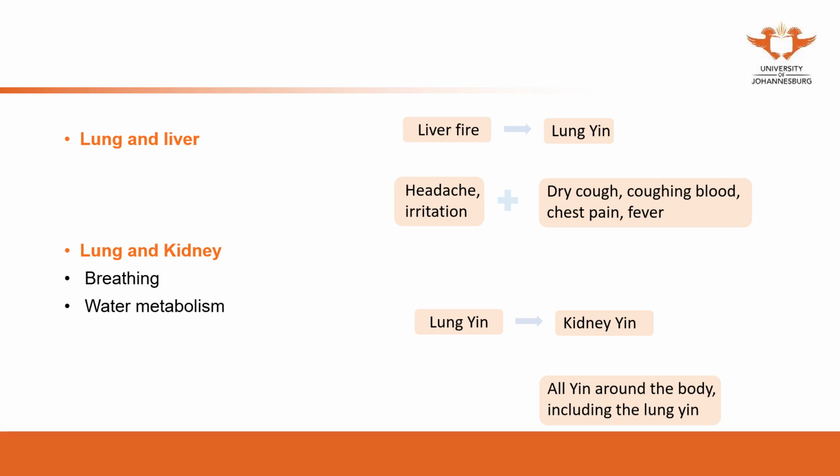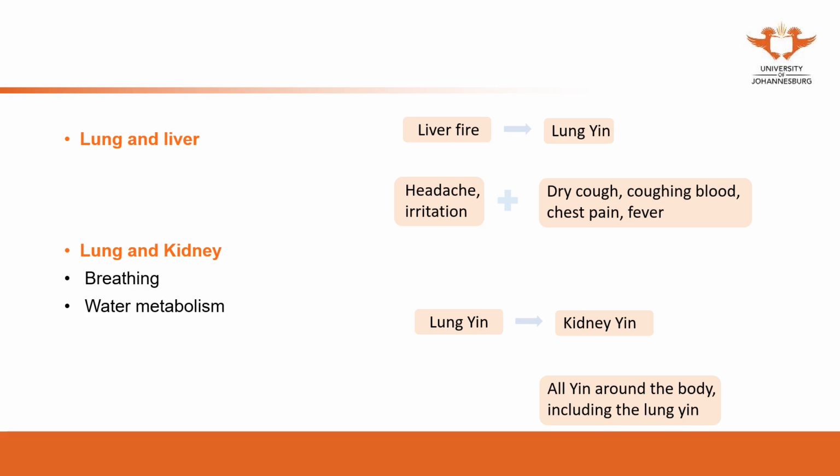The next one we are going to talk about is the lung and the kidney. The lung and the kidney mainly refer to the breathing movements and the water metabolism. The breathing movements we have mentioned quite a few times. The lung governs the qi. The qi includes innate and acquired qi. From the acquired qi, we also include the breathing qi.